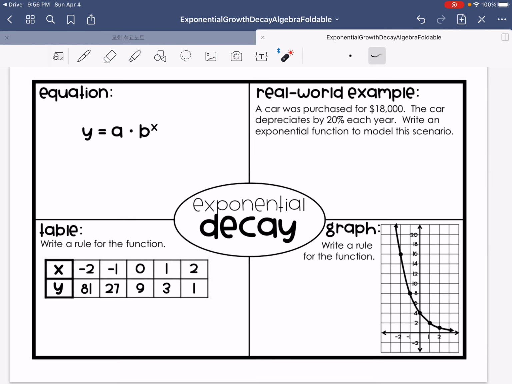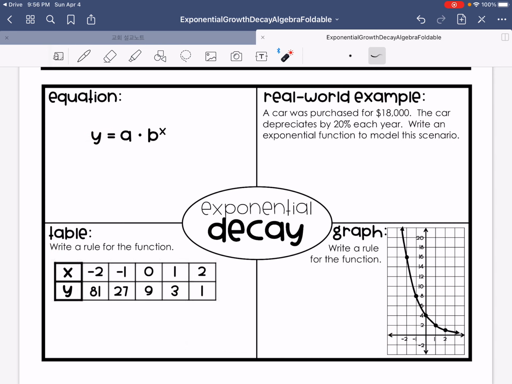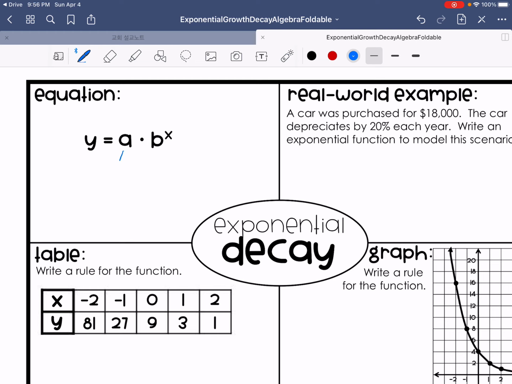Now let's talk about exponential decay here. What about exponential decay? We use it when things are decreasing. So same thing here. A, we call it initial value.